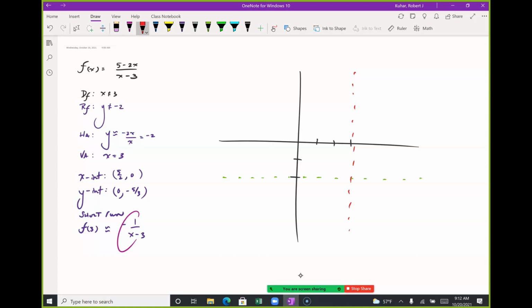I've got a -5/3, right? And I have the 5/2, so it's 2.5, 0. But that's really giving me confidence that I have my short run behavior right. So I know it's got to look like 1 over x, so it's got to be doing something like this, right? It goes through that point and through this point. So there it is. There's my function.